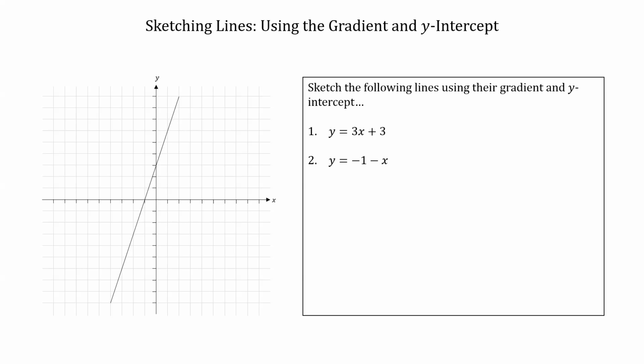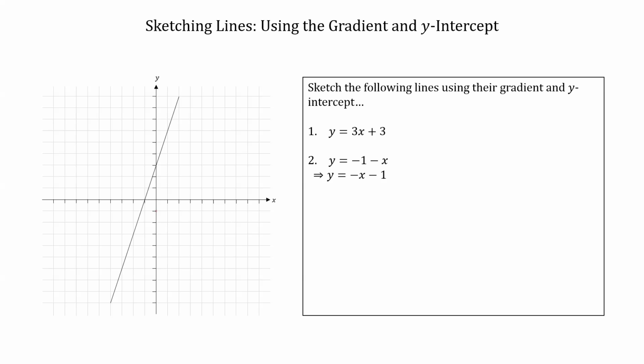y equals minus 1 minus x. So this isn't quite in the standard form for a straight line equation, but we can rearrange it by just swapping the minus 1 and the minus x around. So we have y equals minus x minus 1. Now we can see that the y-intercept in this case is minus 1.